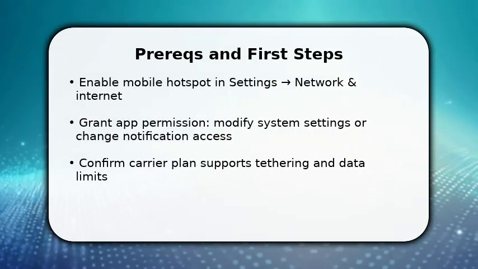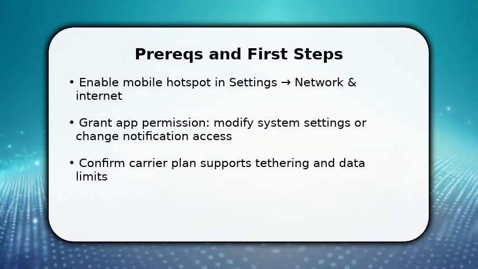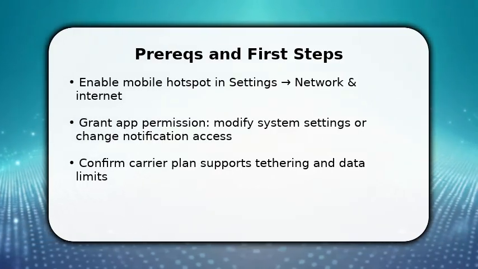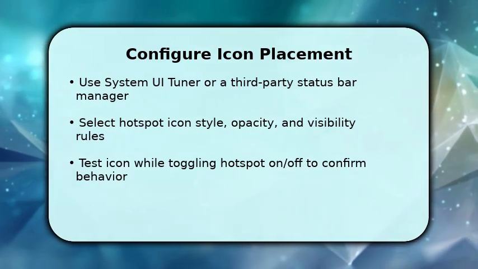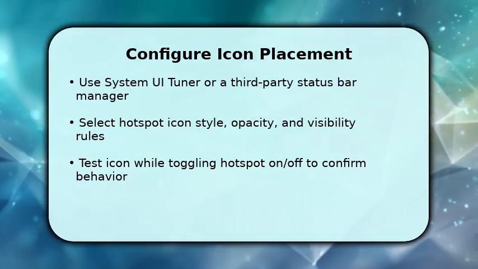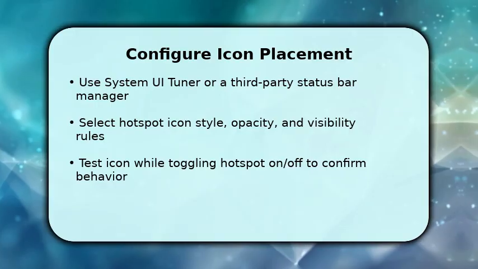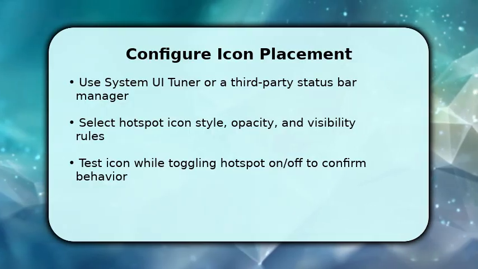Next, install or open the utility that places status icons. This is the first actionable step to let the OS accept a custom hotspot. Once the app has permissions, configure where the icon appears. Open System UI Tuner or your status bar manager and pick the hotspot icon style. Choose color, size, and visibility rules so it won't overlap other icons.